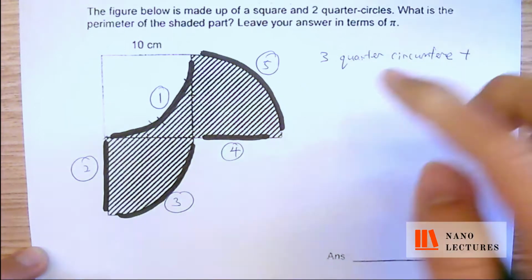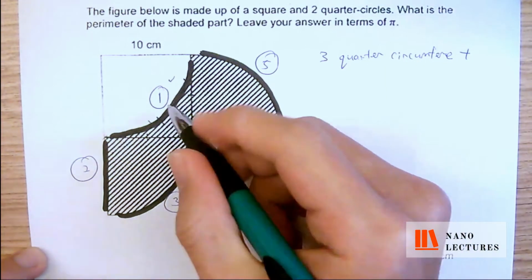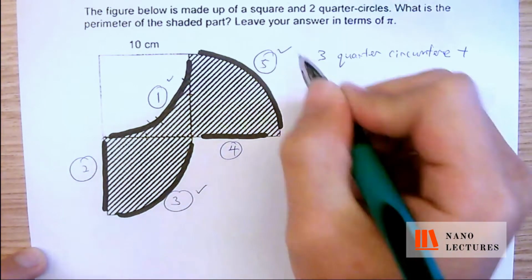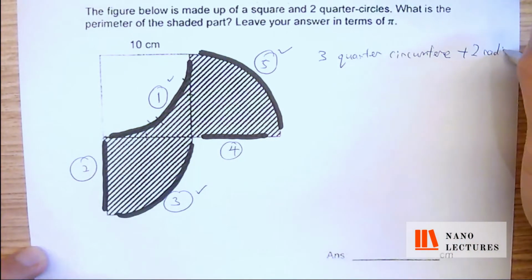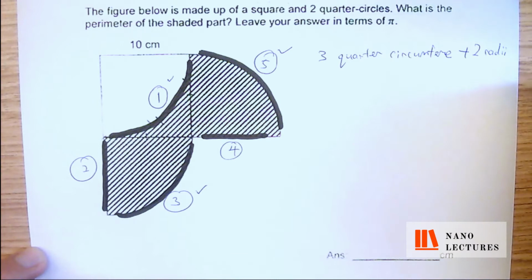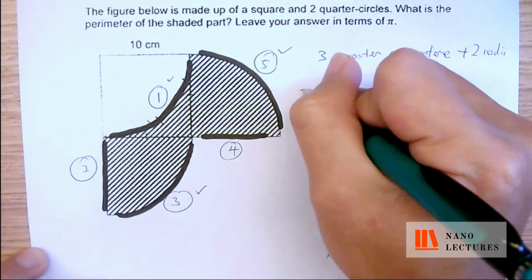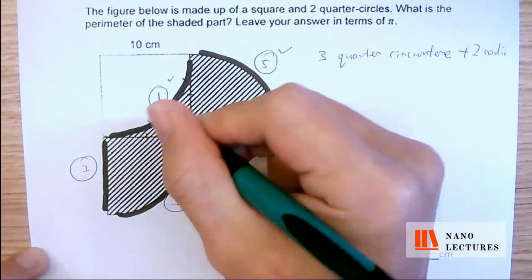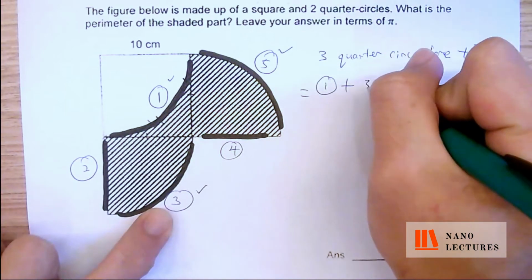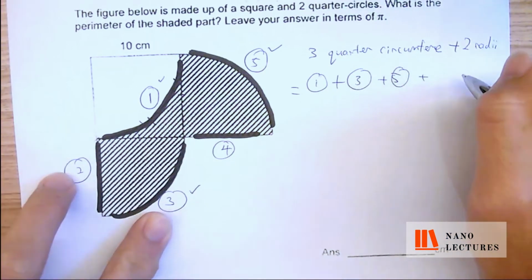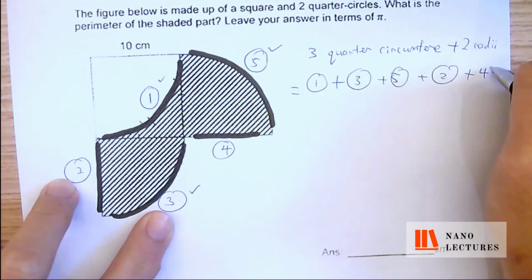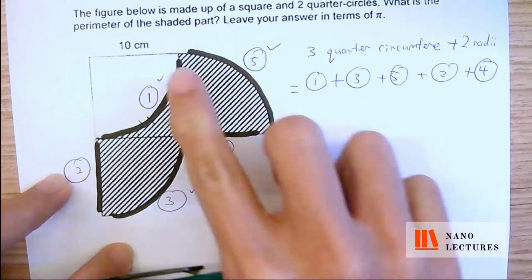Plus 2 radii. Radii is the plural for radius. So teaching you English at the same time. So your 3 quarter circumferences will be 1 plus 3 plus 5, and then your 2 radii will be 2 plus 4. Let's find out 1 quarter circumference first.